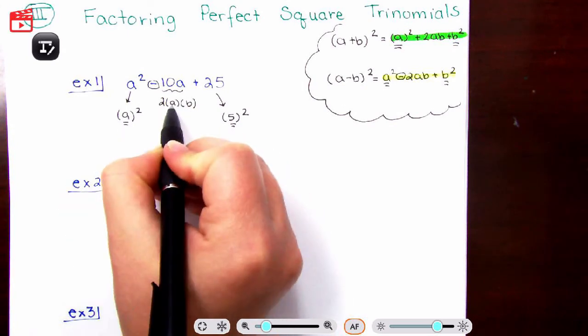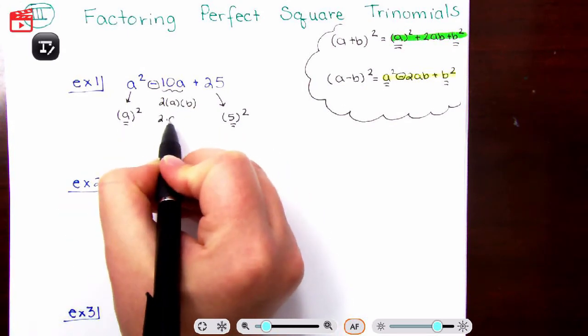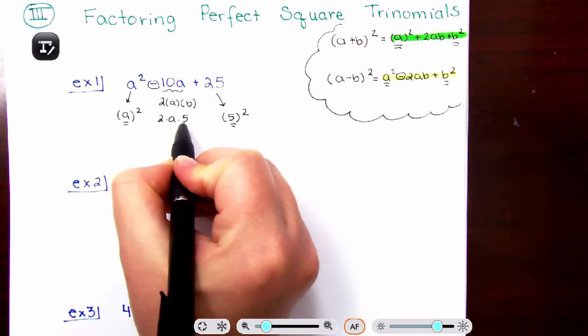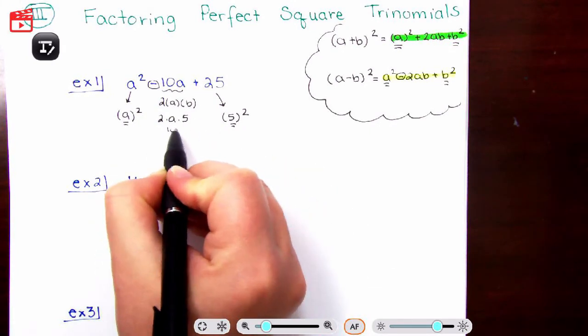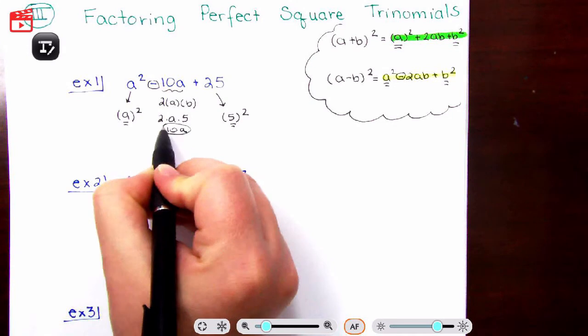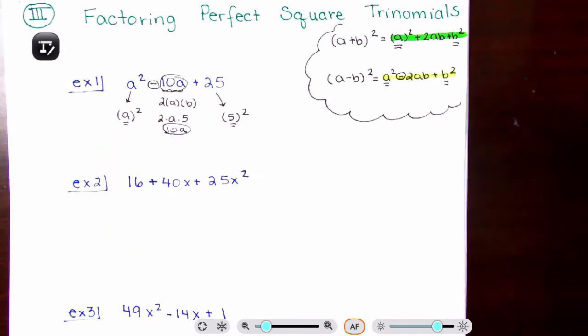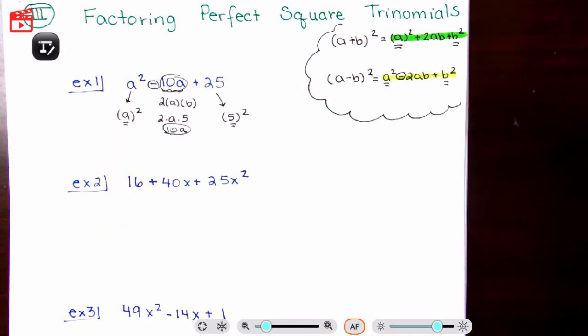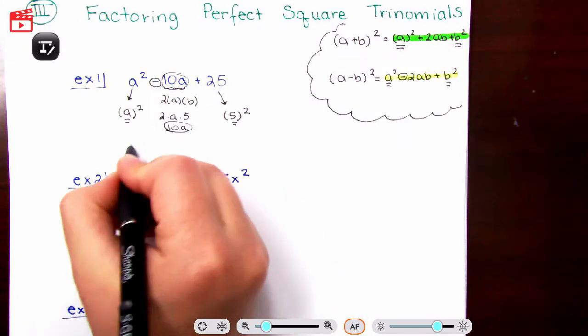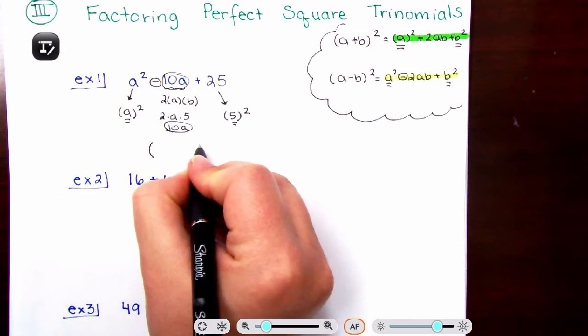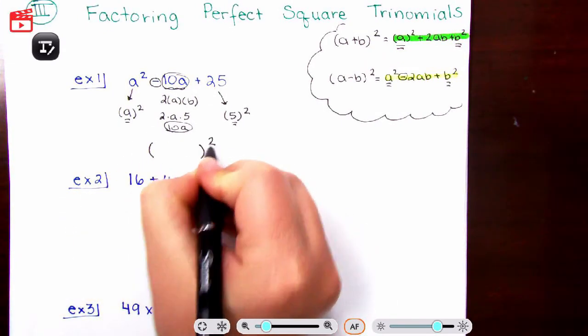Well, a is just a, right? So we have 2 times a. What is b? B is 5. 5 times 2 is 10. We have a. So in fact, this one matches with this one. Therefore, we do have a perfect square trinomial. So we're going to write it as a minus b squared, and we're done.